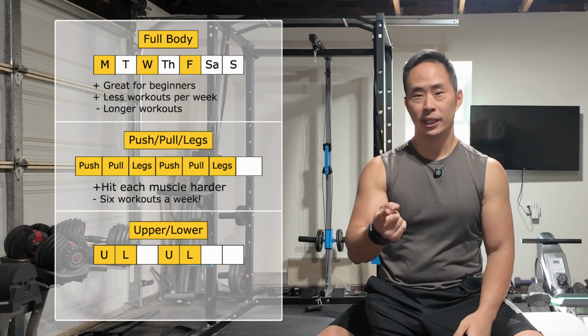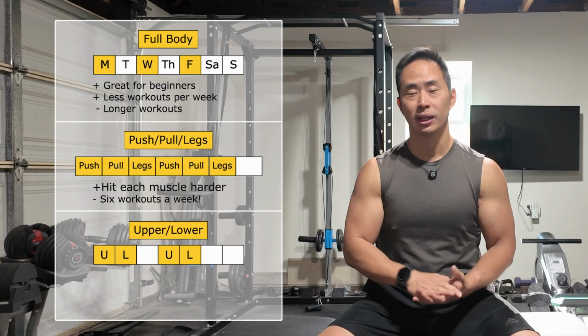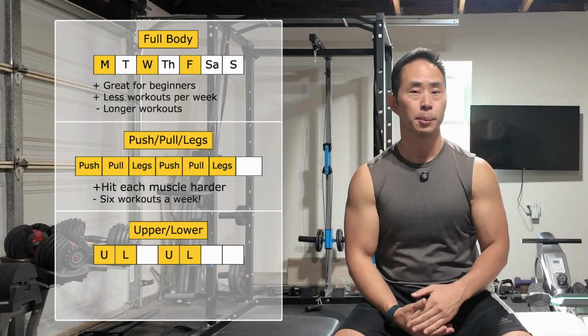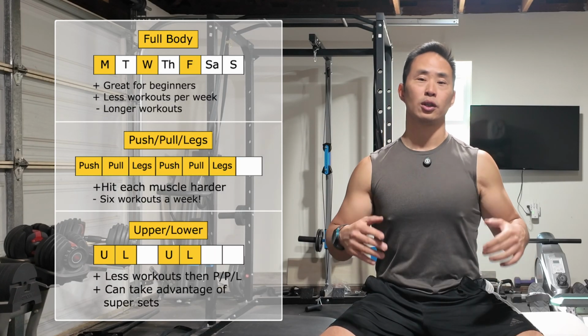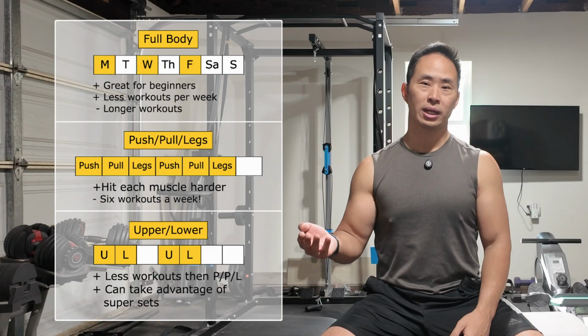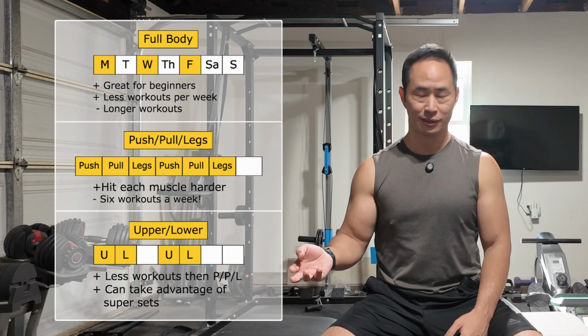So we did overall full body, we did push-pull and legs. Another popular split is upper-lower, right? Just like the name indicates, this is when one workout is all of your upper body muscles, and another workout is your lower body muscles.